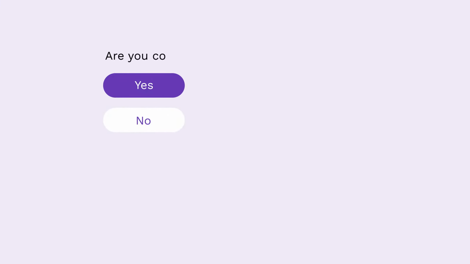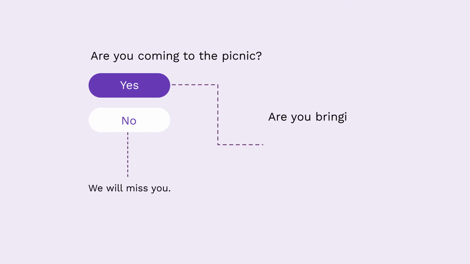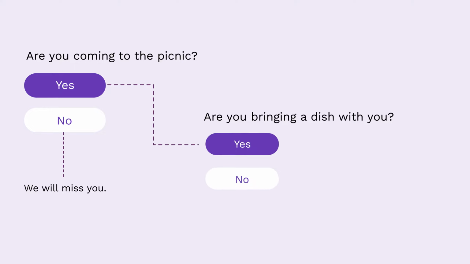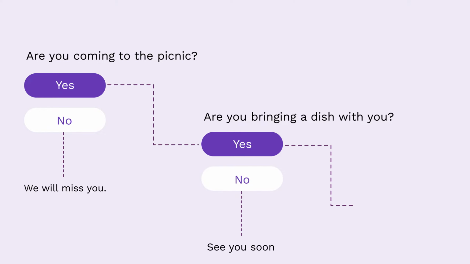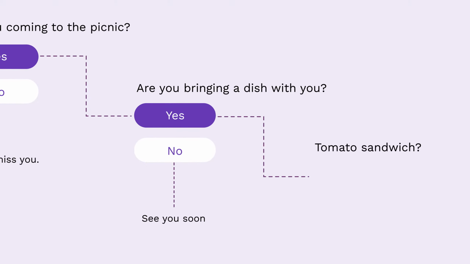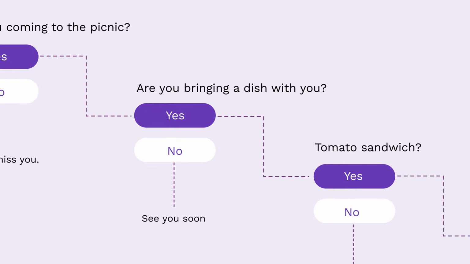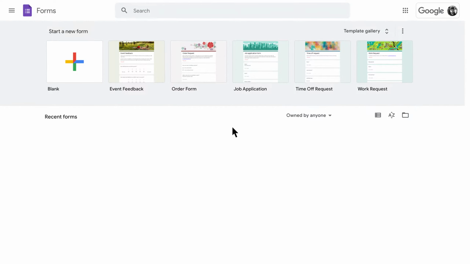Let's say you're sending out a form to plan a company picnic. You're probably going to ask respondents to RSVP and note if they're going to bring a dish. With conditional logic, only respondents who say they're coming to the picnic will be asked if they're going to bring any tomato sandwiches. It's a great way to make your forms more efficient, which also happens to make them easier to fill out. Making conditional questions in Google Forms can be a little bit tricky, but don't worry, that's why we're here to walk you through it.